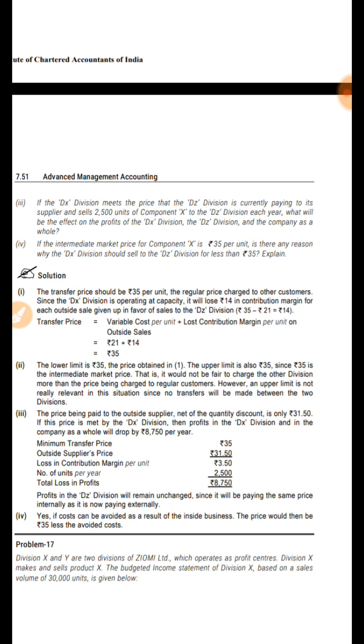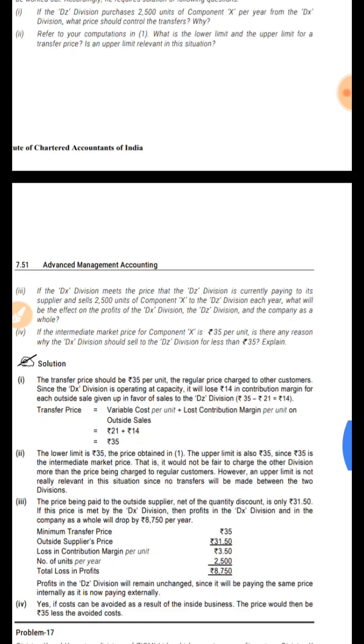However, an upper limit is not really relevant in this situation, since no transfer will be made between the two divisions. Why will no transfer be made? Because division DZ is able to purchase it at a cheaper rate, 35 minus 10% discount, at 31.5 rupees itself. They are able to purchase from the outside market, so why would they purchase from this division? So transfer will not take place.